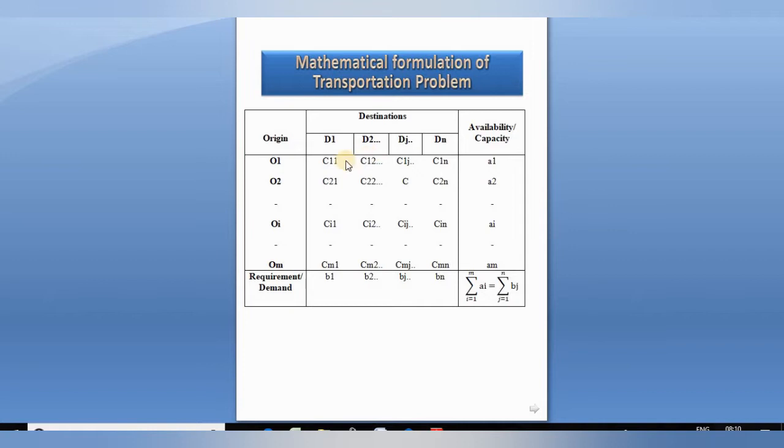Let us look at this example. C12 is the cost to transport goods from origin 1 to destination 2. And C1j, C1n, and so on. Let us have another example. C21 is the cost to transport goods from origin 2 to destination 1. C22 is the cost to transport goods from origin 2 to destination 2, and so on. These costs we will usually mention and they will be given in the problem.